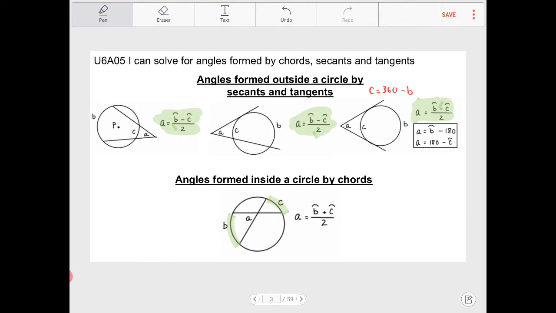So here are the formulas again, just to keep things simple and clear in your heads. There are only two formulas that we are dealing with in this lesson, and they are highlighted in green. A is equal to (B minus C) divided by 2, or A is equal to (B plus C) divided by 2. Let's take a look at some examples now.